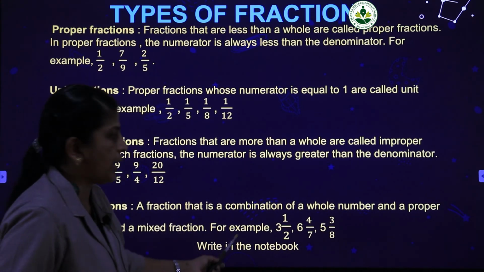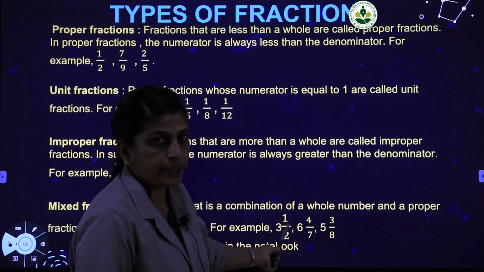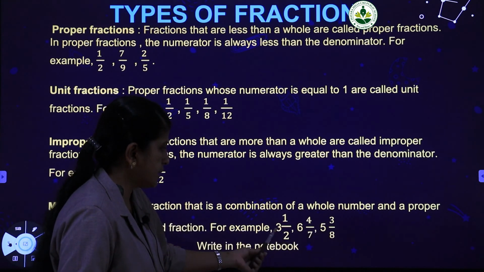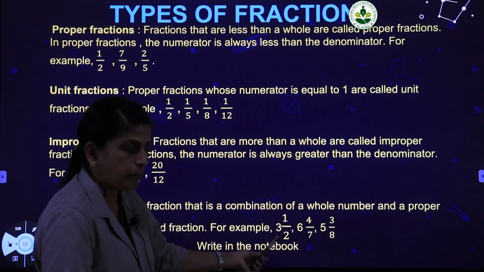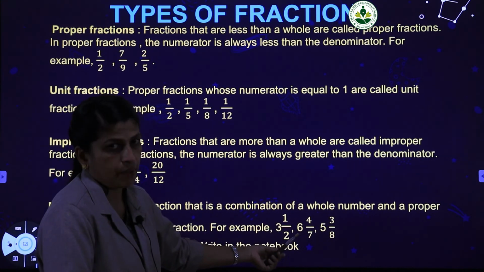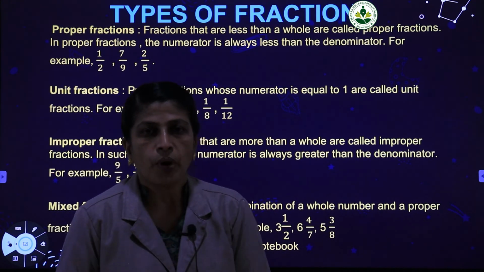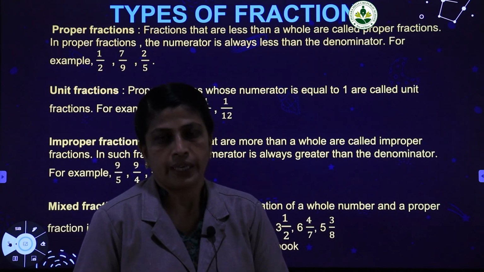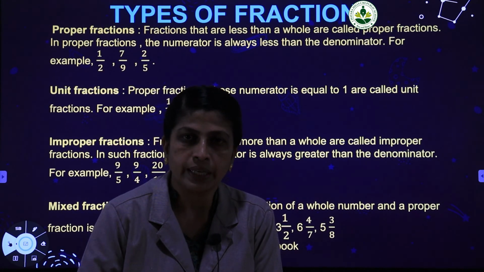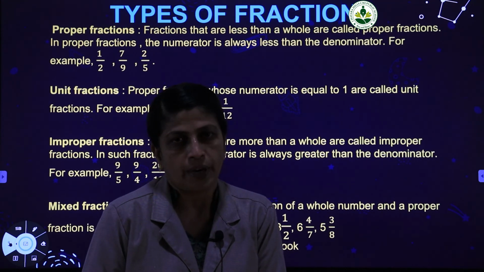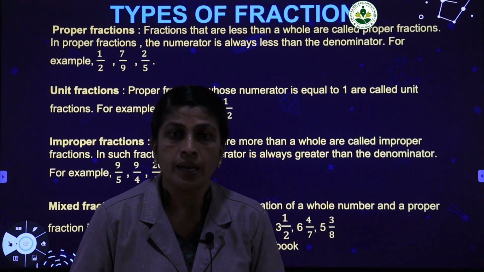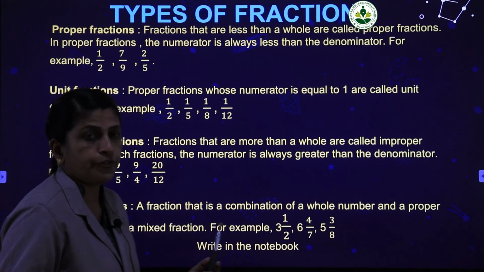That means a whole number part and a fraction part will be there in a mixed number. 3 1 by 2, 6 4 by 7, 5 3 by 8. In 3 1 by 2, 3 is the whole number part and 1 by 2 is the fraction part. Therefore, these are examples of mixed numbers. We can convert an improper fraction to a mixed number, and we can convert a mixed number to an improper fraction. Both are the same, just in a different form.